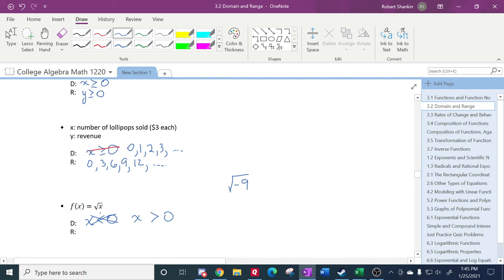Yes, because 0 times 0 is 0. So we'll put x is greater than or equal to 0. And then for the range, we would make a statement about y.